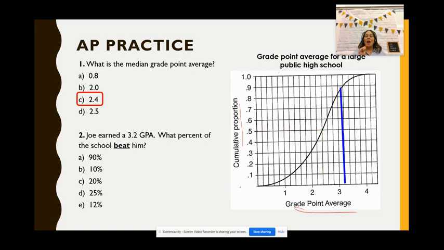What percent got higher GPAs than him? Not lower, but higher. There we go. 0.9, so 10% got higher than him, beat him. 90% got lower than him. Typically, A is the most commonly missed option for a question like that because people forget that they need to think about the higher GPA, not the lower GPA.